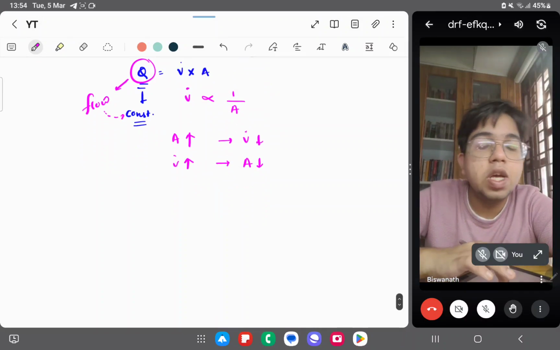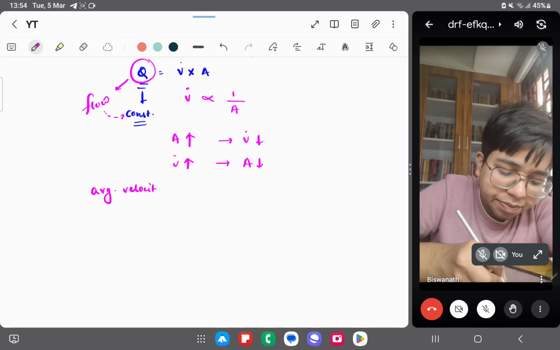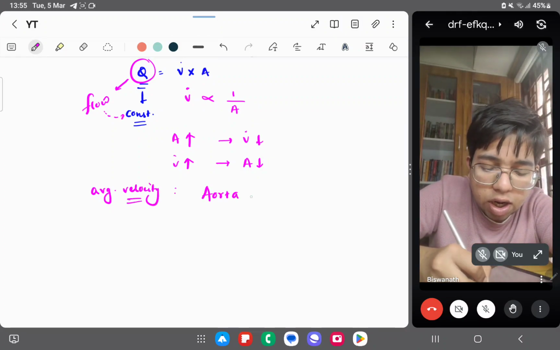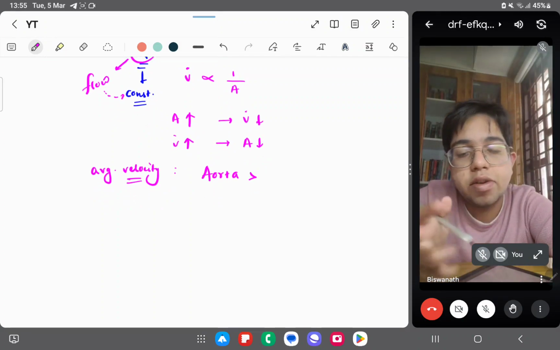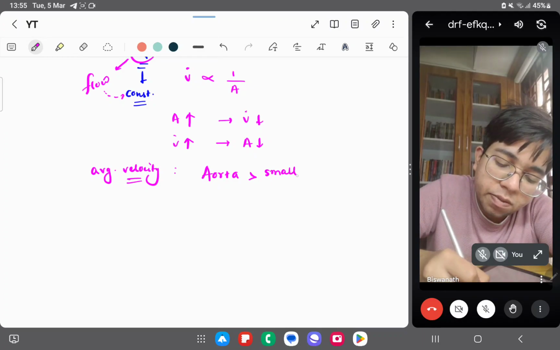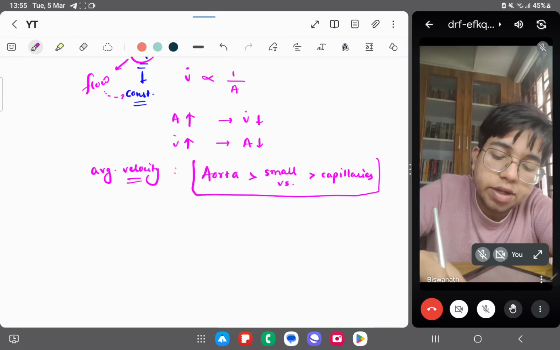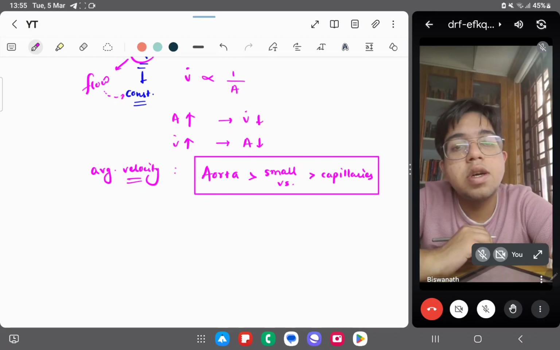So for average velocity, this is the order: aorta has the maximum average velocity, then smaller vessels, then your capillaries. Right? Understood? Yeah.